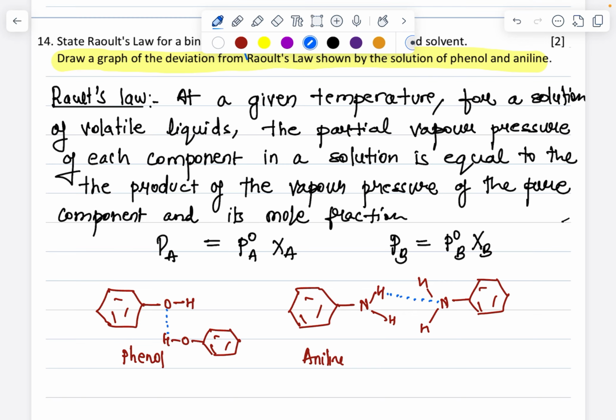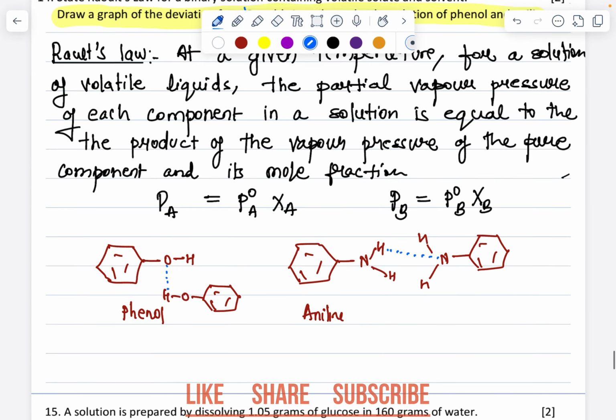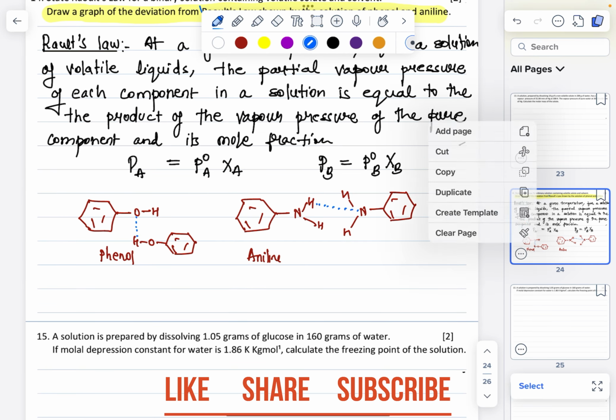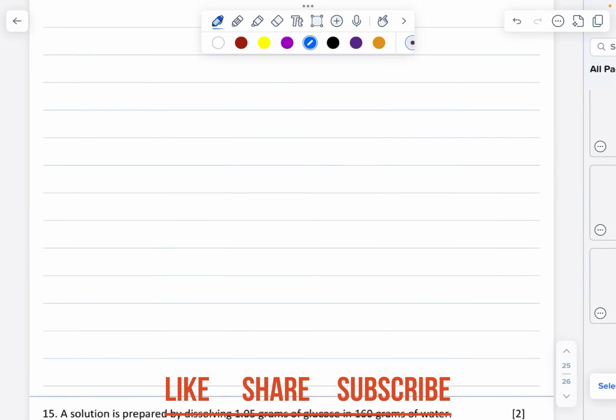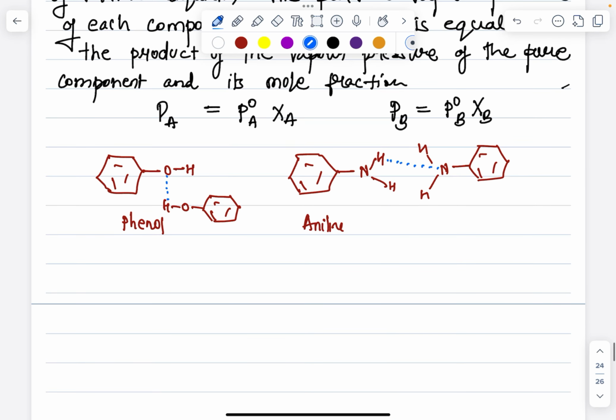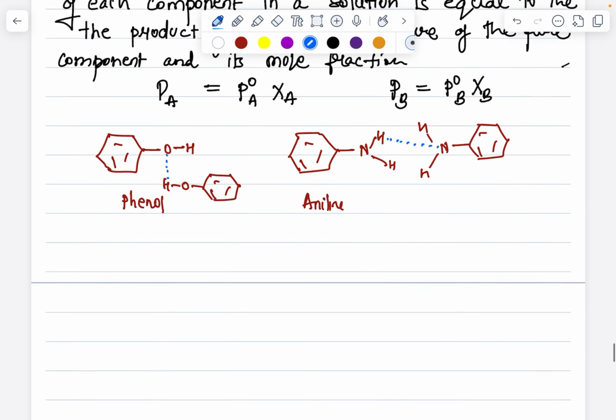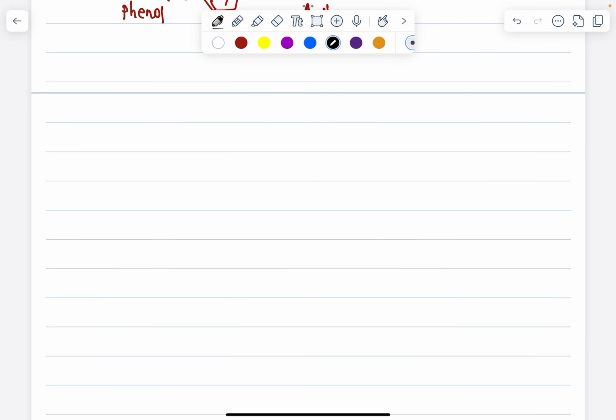So when you mix these two liquids, each of which has intermolecular hydrogen bonding, there is an increase in the hydrogen bonding. The new force existing in the mixture will be stronger than the previous one, meaning the interactive forces of the new solution formed by mixing these components will be stronger than in the pure components. So this shows negative deviation. You need to draw the graph for the negative deviation. Now how does the graph look for the negative deviation? Okay, it's very simple. It is this.